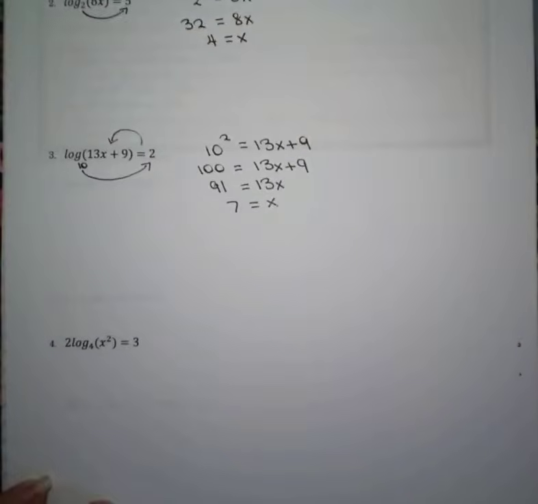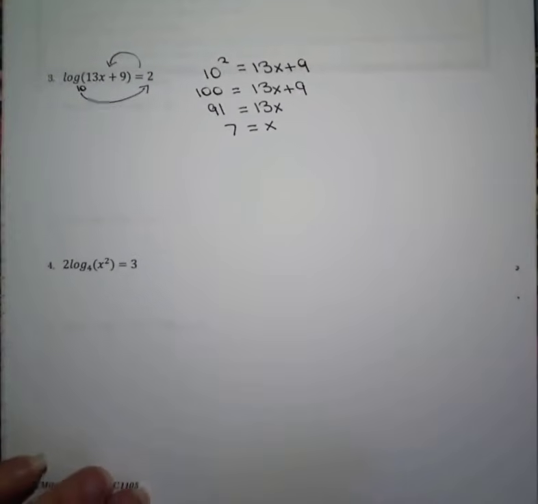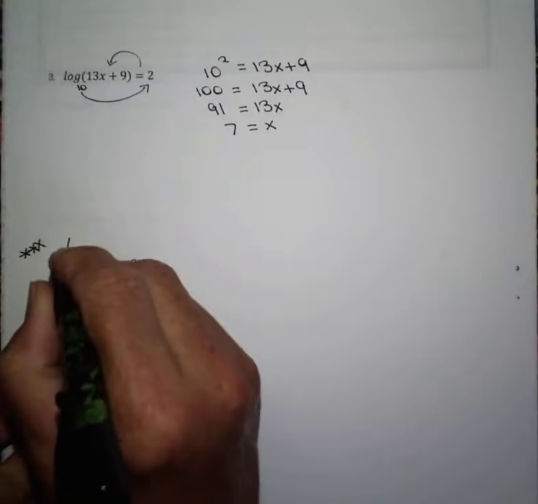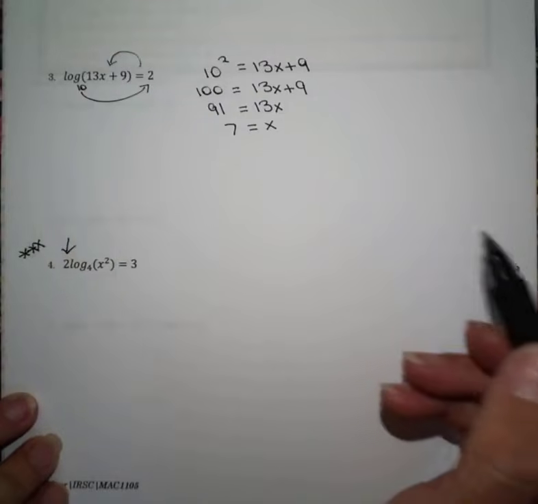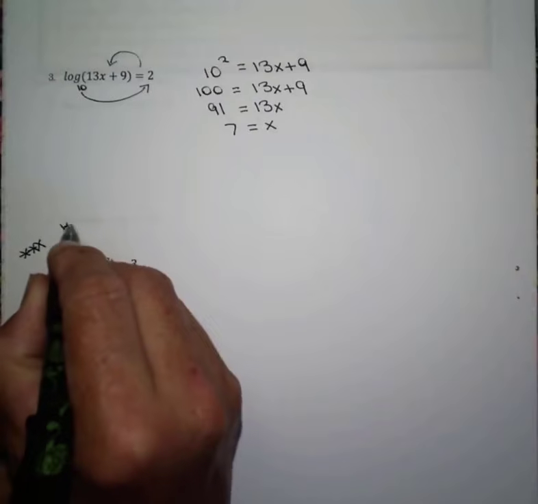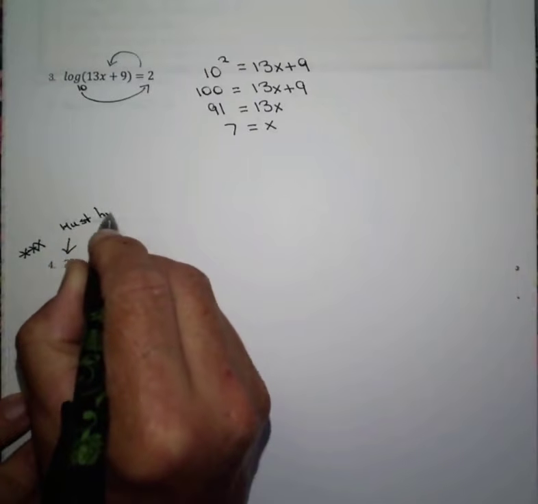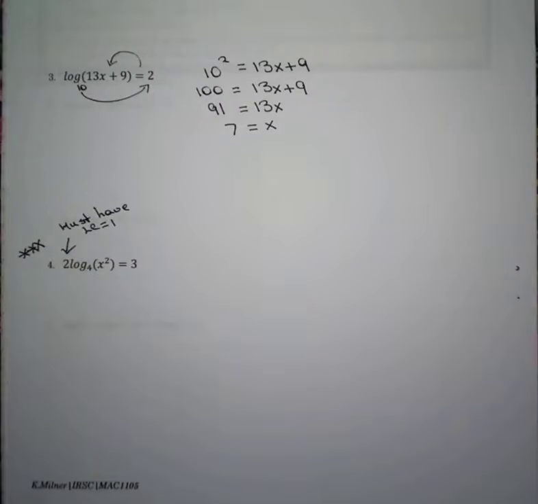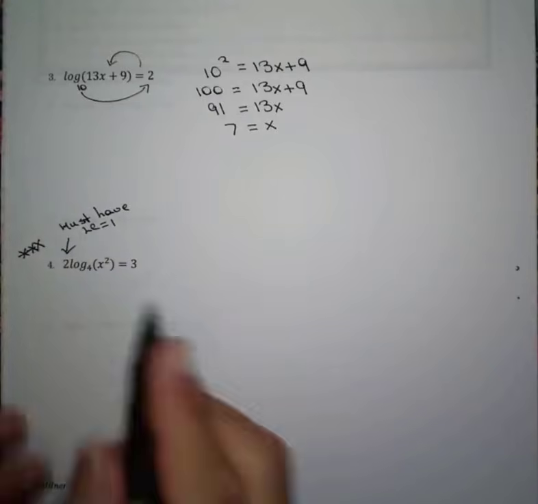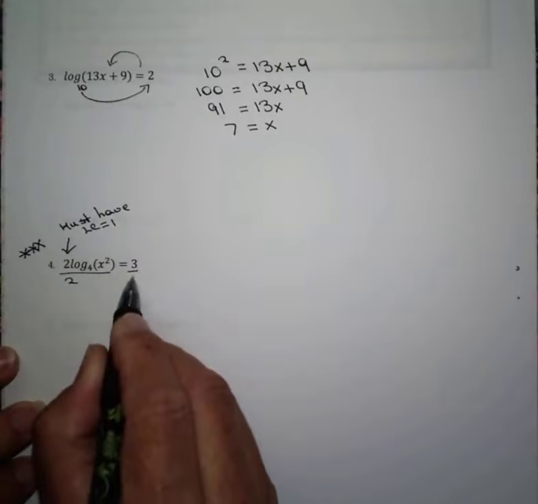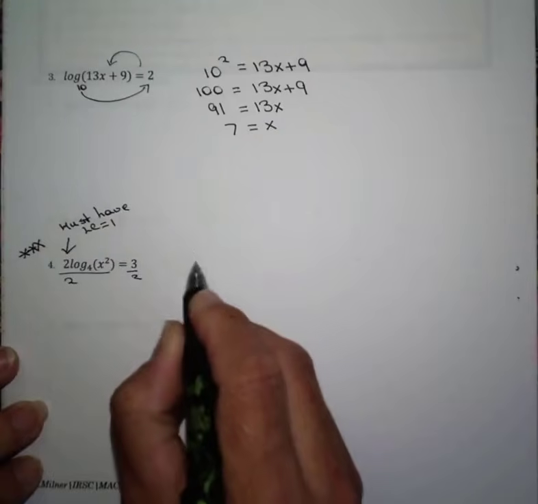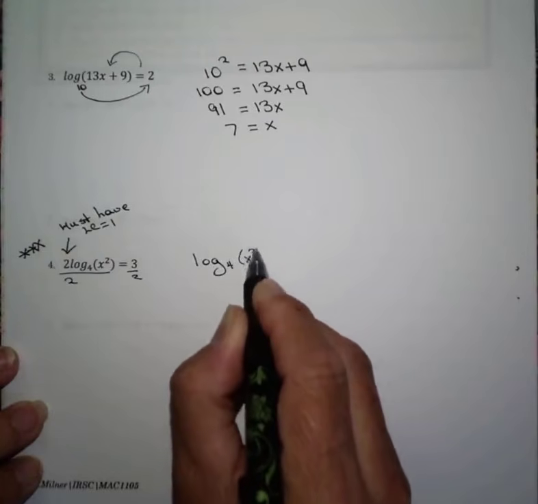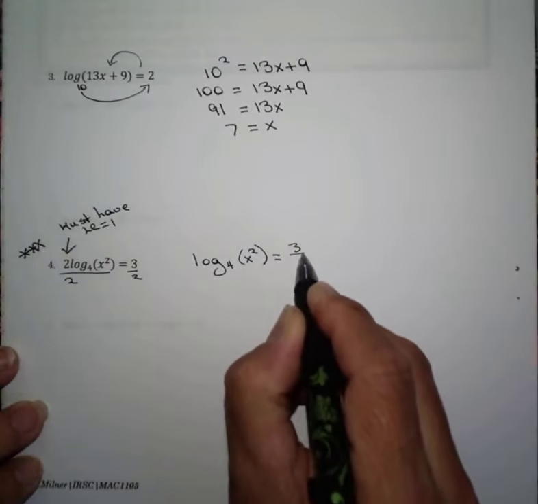Now let's look at the third one. The third one has a point that I need to make with you, something that you might want to put 3 stars by to help you remember. This one, before we can change it to exponential format, we must have a leading coefficient equal to 1. In other words, we have to divide both sides by 2 before we can do this, okay? So I'm going to divide this side by 2, and I'll divide this side by 2, and I end up with log base 4 of x squared is equal to 3/2.